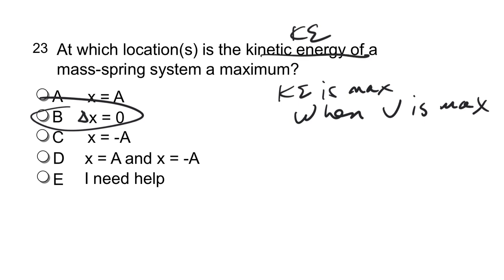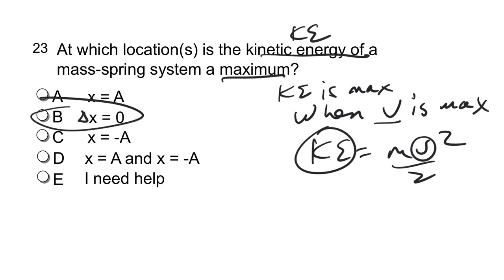So where's the KE maximum? Well, K is maximum when the speed is maximum, right? And so where's the speed the maximum? At the equilibrium position, that'd be letter B.